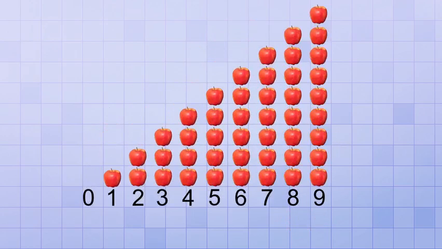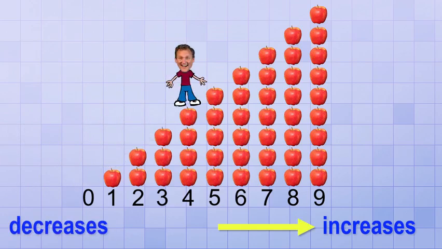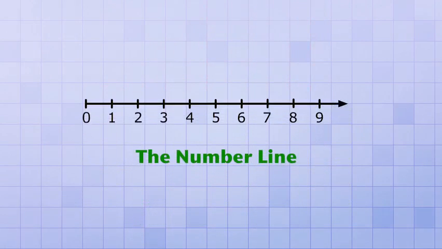Do you see how this pattern formed by the apples increases as it goes from left to right, like going upstairs, and decreases as it goes from right to left, like going downstairs? Well, that's how the number line works. It consists of a long horizontal line with an arrow at the end, which I'll explain in a minute. For each digit, there's a tiny vertical mark showing where that amount belongs on the line. This particular version of the number line shows how the digits 0 through 9 relate to each other.